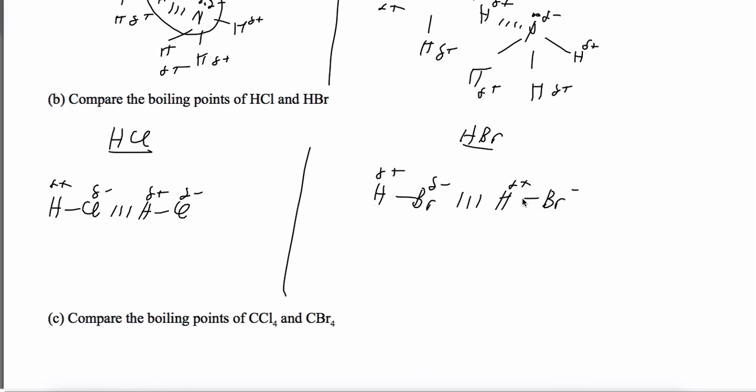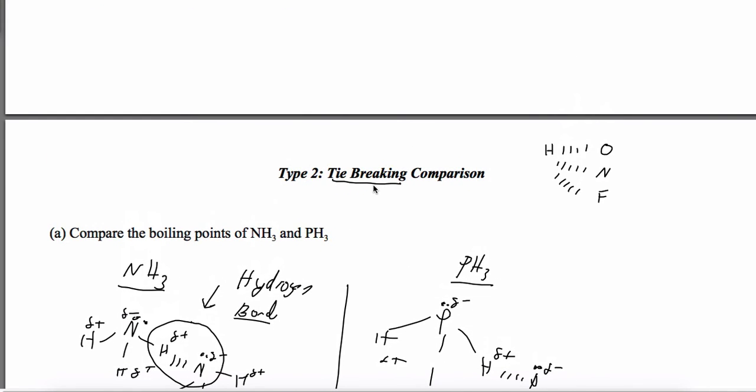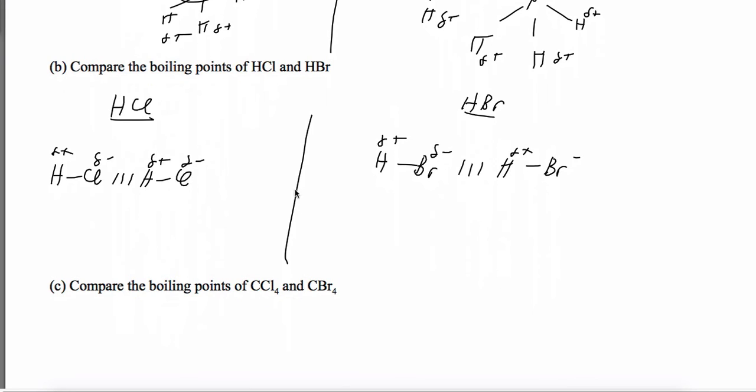Okay. Now, the same thing as before, both of these molecules are dipole-dipole. So we have to break a tie. How are we going to break the tie in this case? Now, there is not hydrogen bonding. If you look at there, that is not a hydrogen bond, and neither is that. That's not a hydrogen bond.